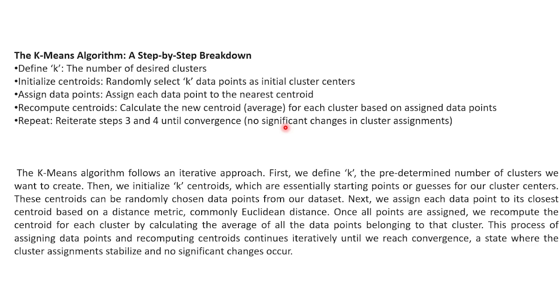Next, we assign each data point to its closest centroid based on the distance metric. The distance we are going to use is Euclidean distance. Once all the points are assigned, we recompute the centroid for each cluster by calculating the average of all points belonging to that cluster.